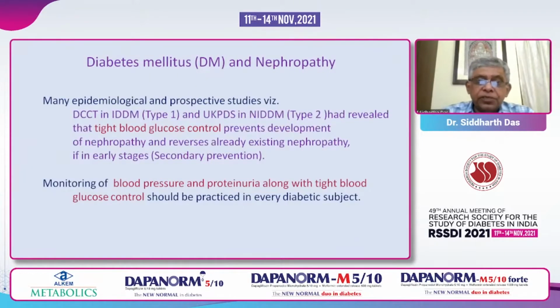Now, many epidemiological and prospective studies, like DCCT and UKPDS, have shown that tight blood glucose control prevents development of nephropathy, and reverses already existing nephropathy when it is in early stages, as secondary prevention. Monitoring of blood pressure and proteinuria along with tight blood glucose control should be practiced in every diabetic subject.